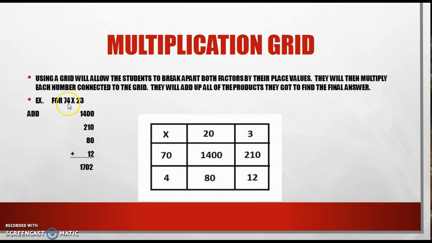So, for example, in the problem 74 times 23, we're going to break 74 into 70, because there's 7 tens, which is 70, and 4 ones, which is 4, times 20, which there are 2 tens, which is 20, and 3 ones, so 23. And then we'll just multiply by the grid. So we would take 70 times 20, that's 1,400, and then 70 times 3, which is 210. Then we multiply through by this 4. 4 times 20 is 80, and then 4 times 3 is 12. Once you get these 4 numbers in the grid, or whatever amount of numbers you have in your grid, you would add those numbers up to get your product.